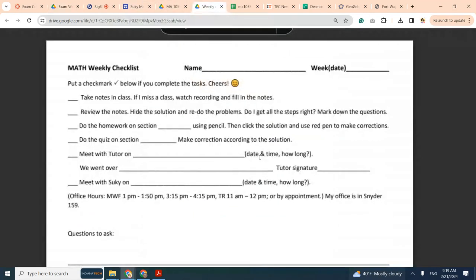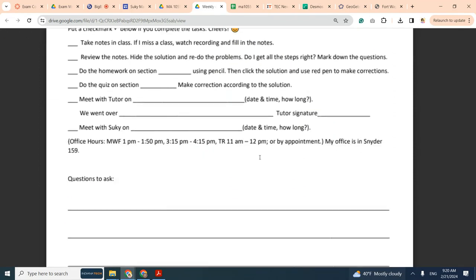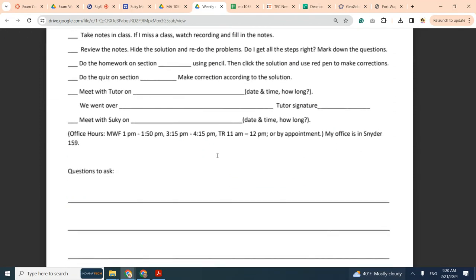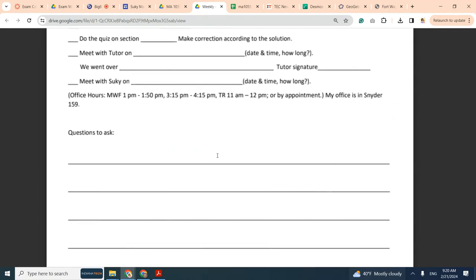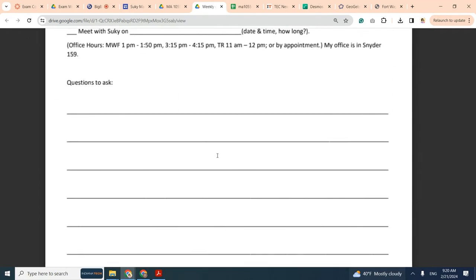I hope you can meet a tutor weekly and meet with me weekly. So record which day, what time, how long you met the tutor, and what you went over, like your homework or your section 8.2, and then ask your tutor to sign the tutor's name here. And then meet with me, sometime, and how long. And this is my office hours. If you're not available during my office hours, please email me. We can make appointments. And also put down your questions.